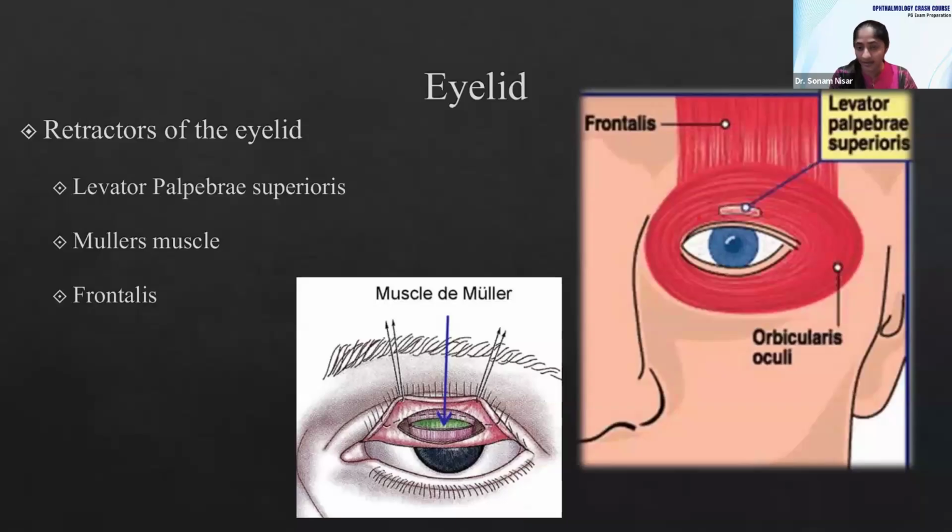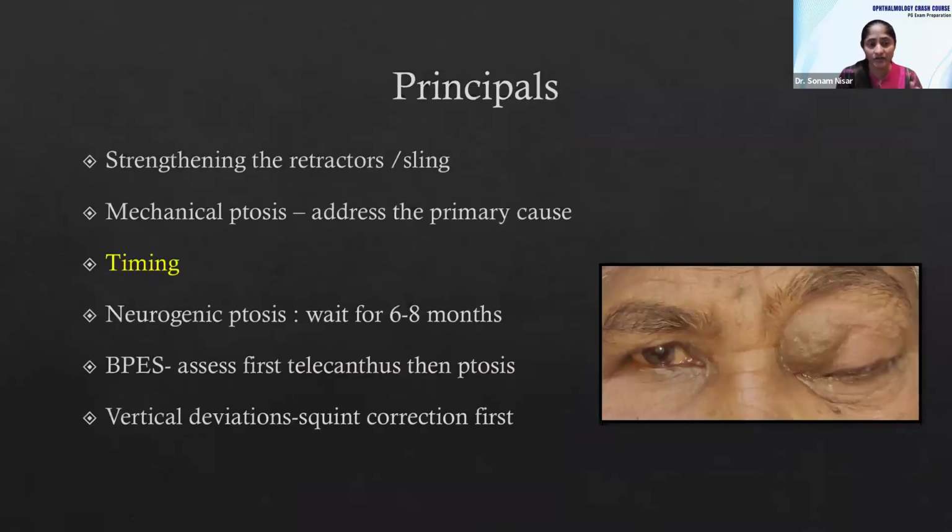And last is the frontalis. Your tarsofrontalis sling surgery is based on the fact that frontalis is also one of the retractors of the eyelid. So you can either do a tarsofrontalis sling, or you can pull the frontalis muscle from up right onto the tarsus like a frontalis muscle flap. So these are the various surgeries in brief.